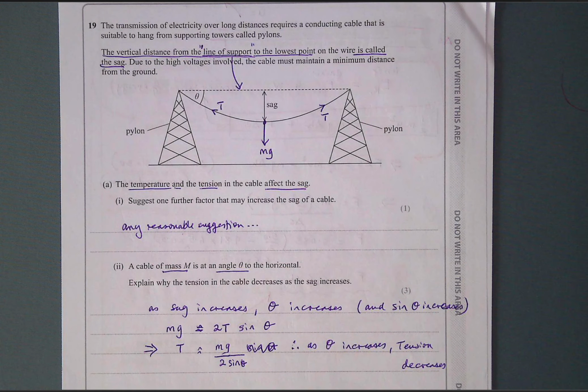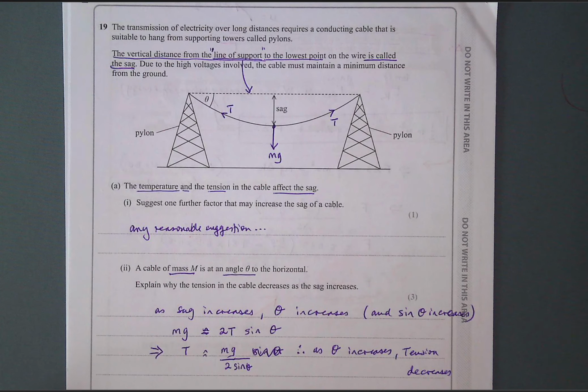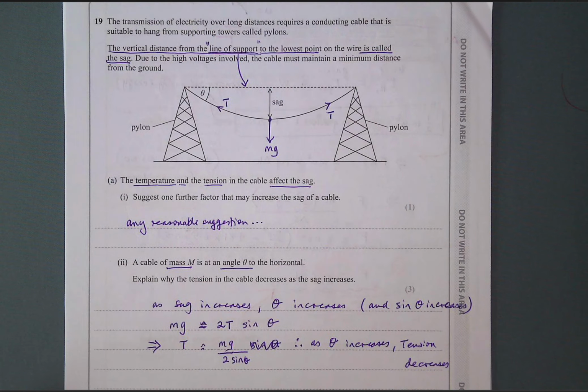Question 19, part A, the reasonable answers. The distance between the pylons, that will affect it, they're saying. The length of the cable that you choose. So these are acceptable common sense answers. The weight, the mass, the density of the cable material. So any of those will get you that 1 mark. Okay? So it's just a common sense situation, whether you can put something sensible down.